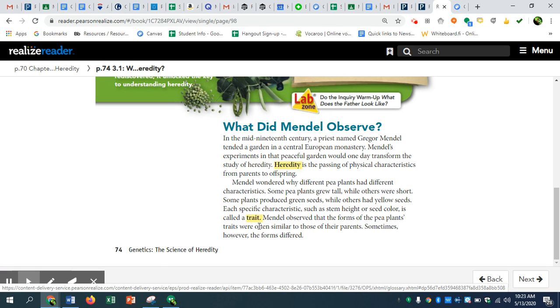That's the other thing. We'll talk about that in a minute. So each specific characteristic, such as, now we're going to talk about the pea plants that Mendel researched with, the height of the plant, the color of the seed, because they can be different colors, that's called a trait. So for you, your brown hair, blue eyes, the color of your skin, those are all traits that we inherit.